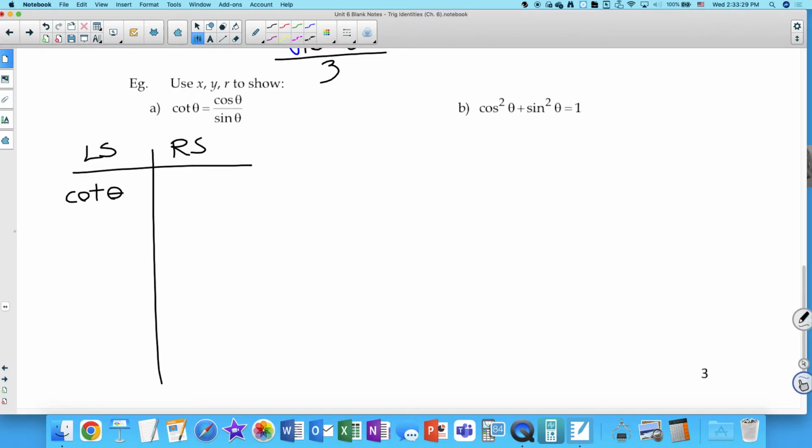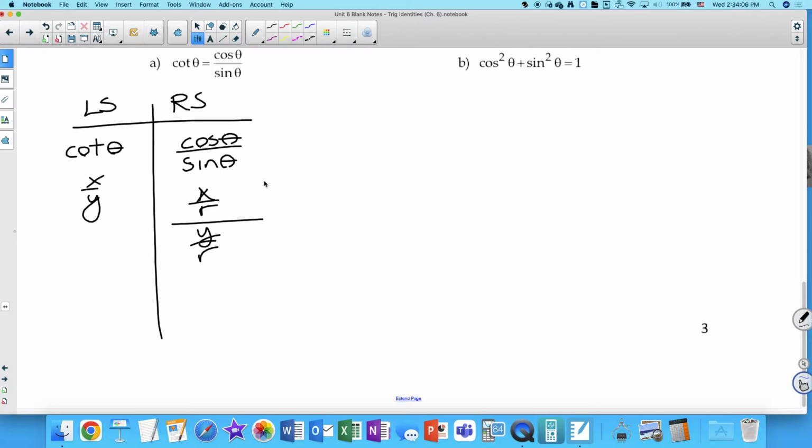Okay? So if I'm working with the left side, which is cotangent of theta, cotangent is the reciprocal of tangent. Tangent is y over x. So cotangent is going to be x over y. Okay? Cosine theta over sine theta. Well, cosine theta is x over r. Sine theta is y over r. So cosine theta over sine theta is x over r over y over r.